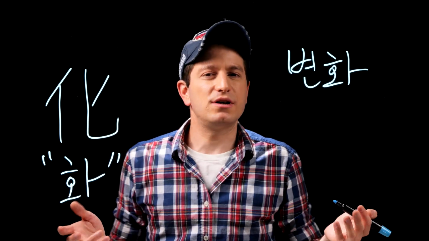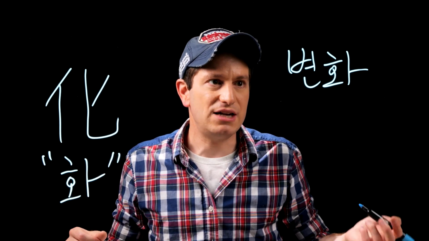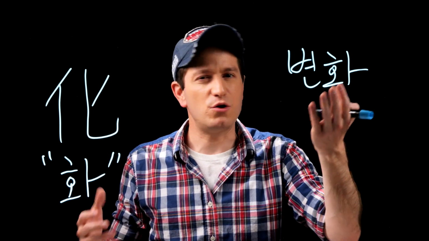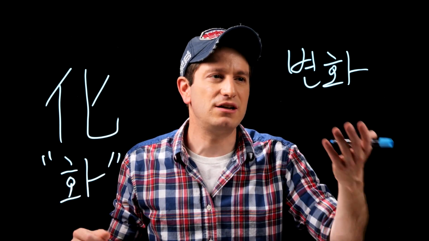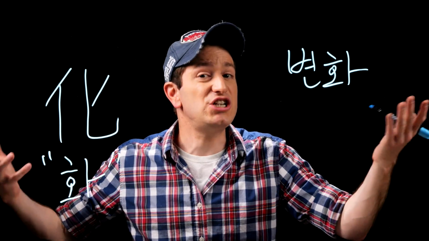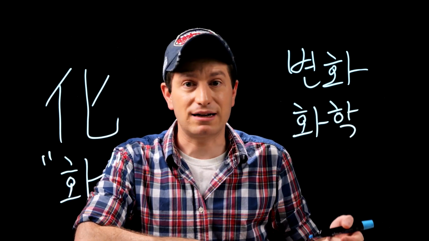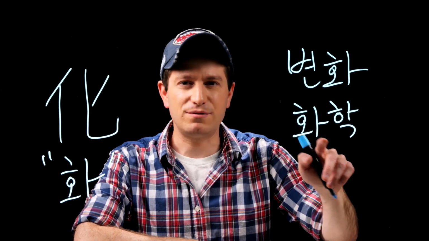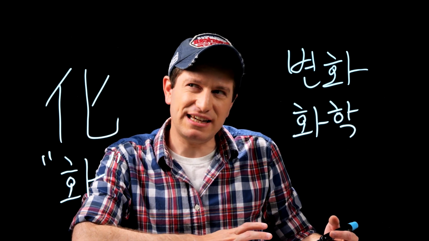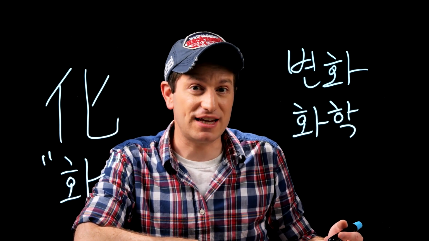For example, the word change. The regular word for change is 변화. So that is, 변 also means a change or transformation. So this means a change. You can also think of it as meaning like a transition. Next, 화학. 학 means study of change. So the study of change is chemistry, or the study of how things change. Maybe you can think of it like that.